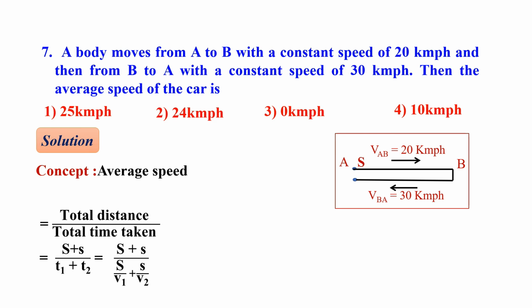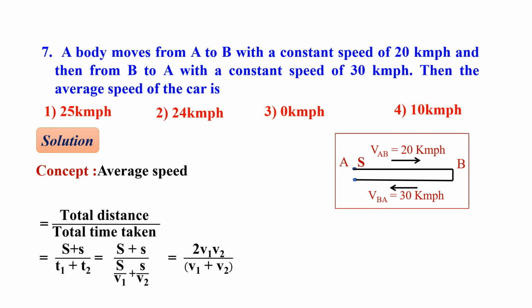Speed is equal to distance by time, so time is equal to distance by speed. So, S by V1 and S by V2. Now, S gets cancelled. After taking LCM, the formula to find the average speed is 2V1V2 by V1 plus V2.